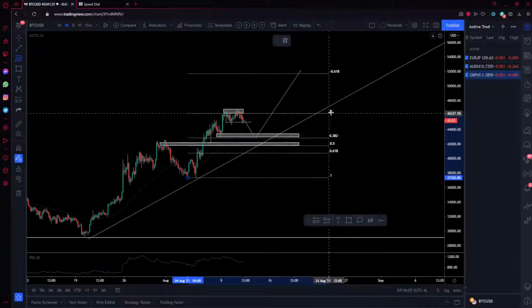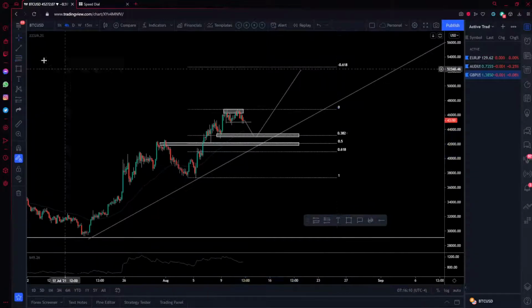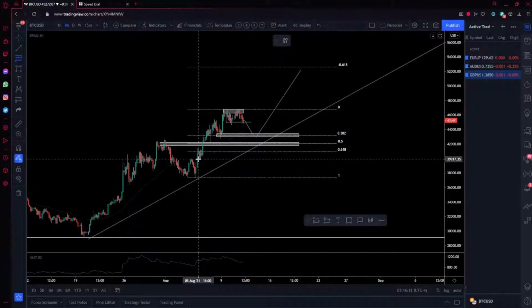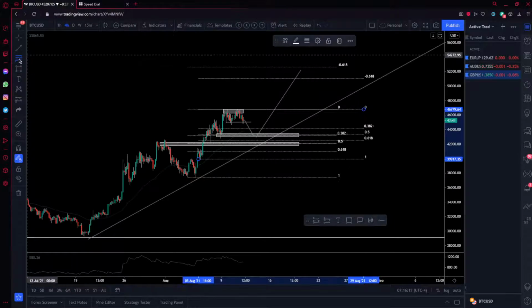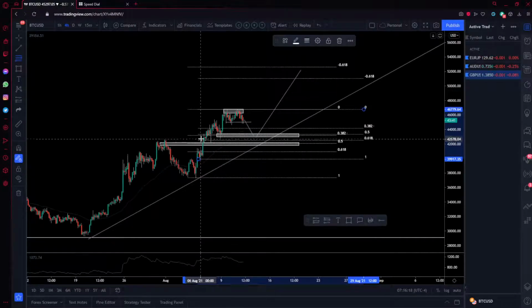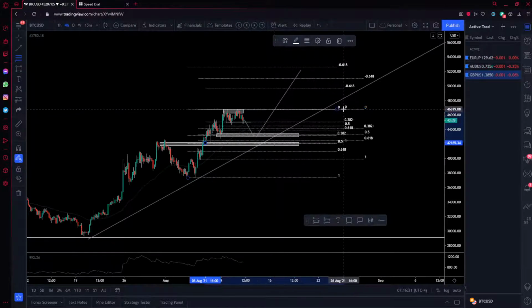Right now I'm not even trading Bitcoin. I'm just monitoring it and watching it. There's a really nice opportunity that I see here for buys, so it's pretty interesting.